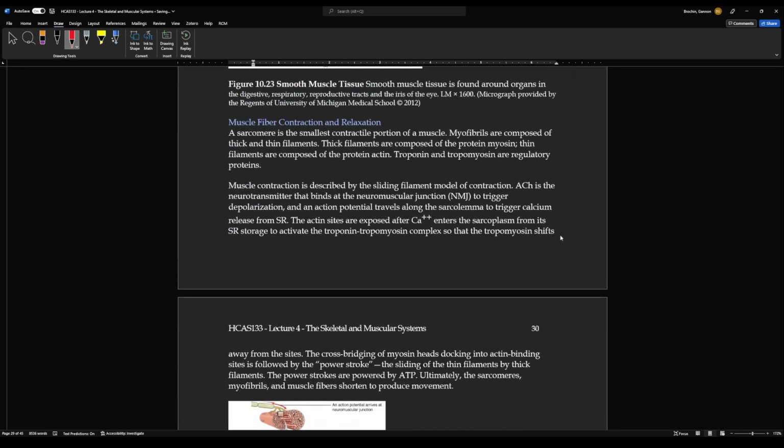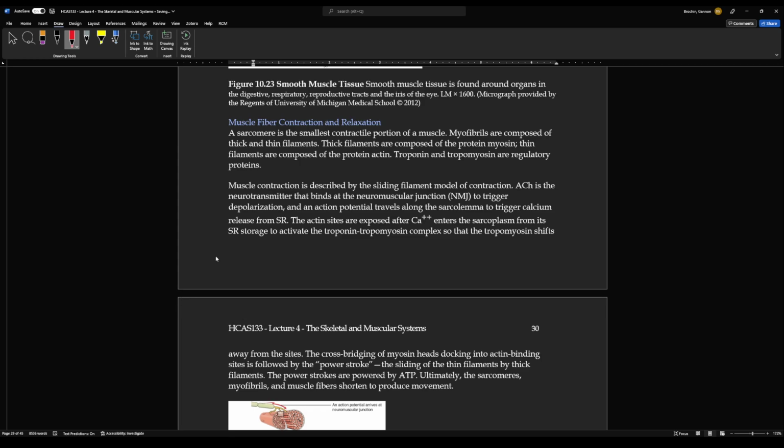So, getting down into the meats and potatoes. Again, the sarcomere is the smallest functional unit of muscle. It is made up of myofibrils, and these myofibrils are made up of thick and thin filaments. The thick filaments are myosin proteins, and the thin filaments are actin protein. Myosin kind of grabs onto actin and pulls on it.